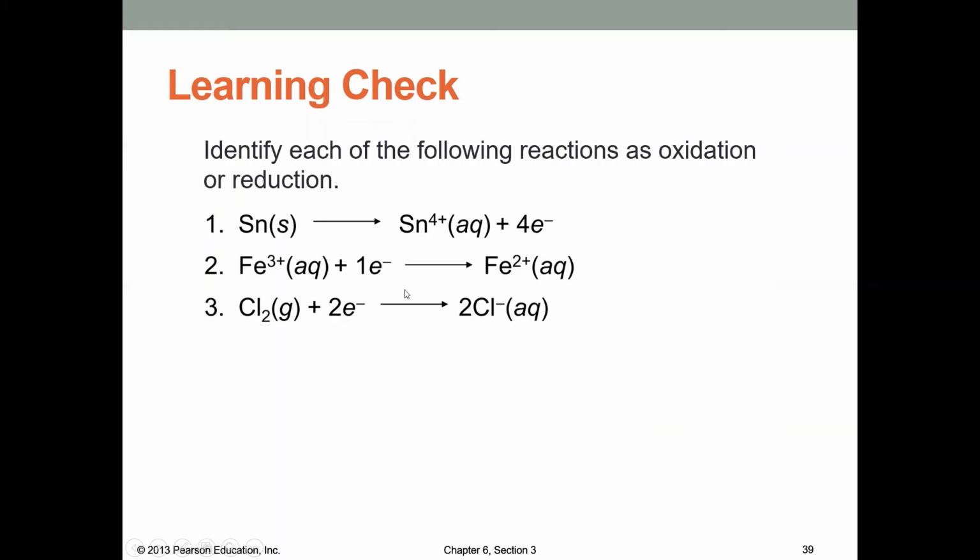This is a reduction. If I looked at chlorine and I added 2 electrons to it and went from neutral to negative, again, this is a gain in electrons. The electrons are on the reactant side, so this is reduction. So oxidation, reduction, reduction.